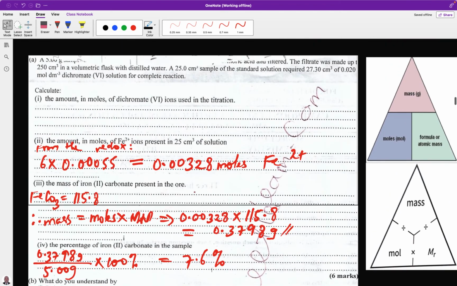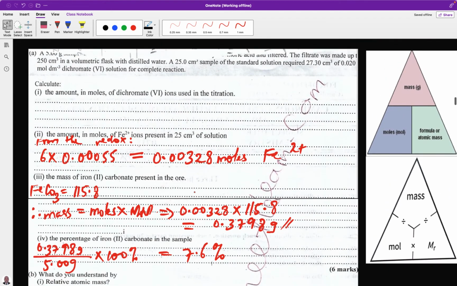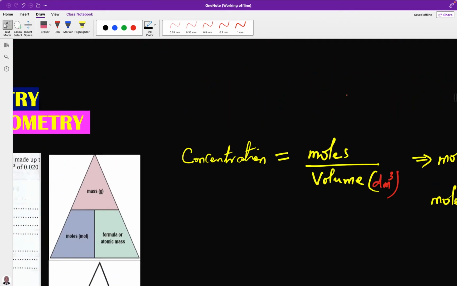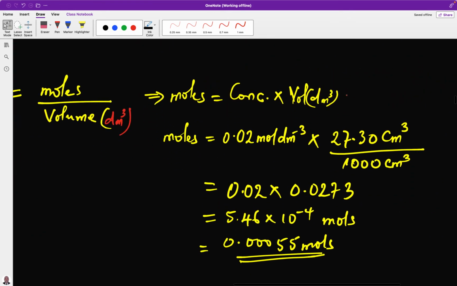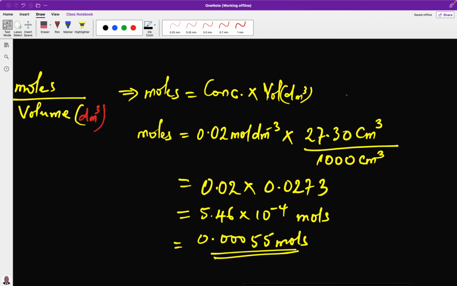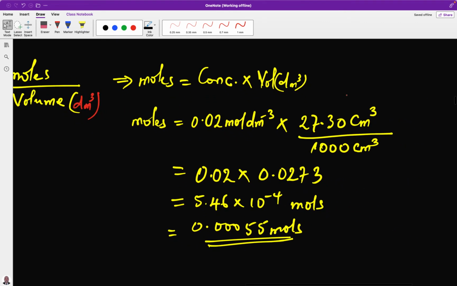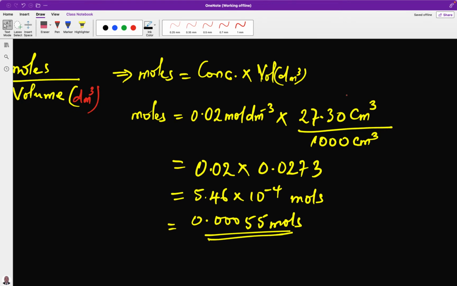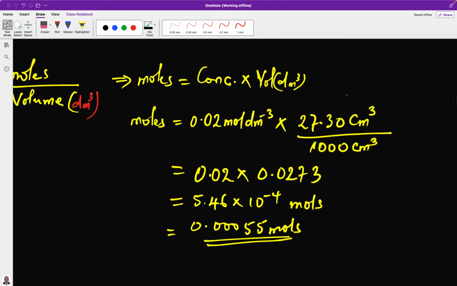Okay, a recap before we go to the B part of it. I said this is redox titration. You have been asked to calculate the moles of dichromate. You have been given the volume and the concentration. The only thing is what? You need to use the expression concentration equals mole all over volume in dm cube, then rearrange to find the moles. And when you rearrange to find the moles, you divide the volume by 1,000.